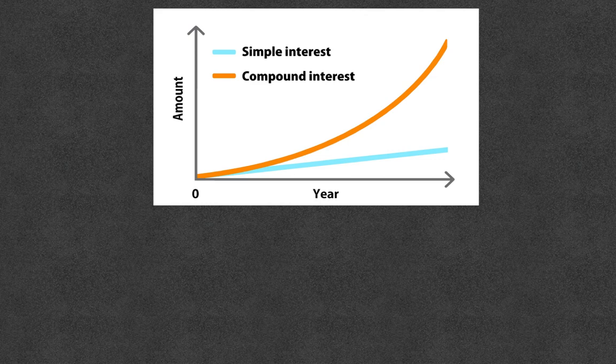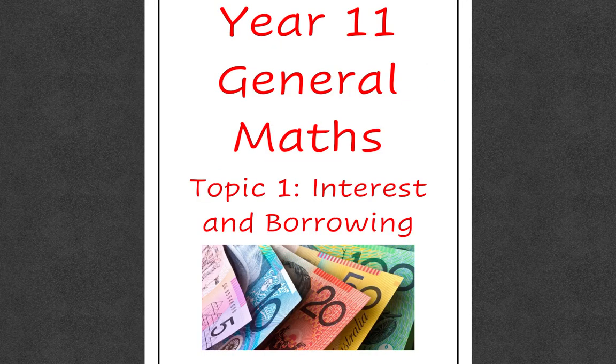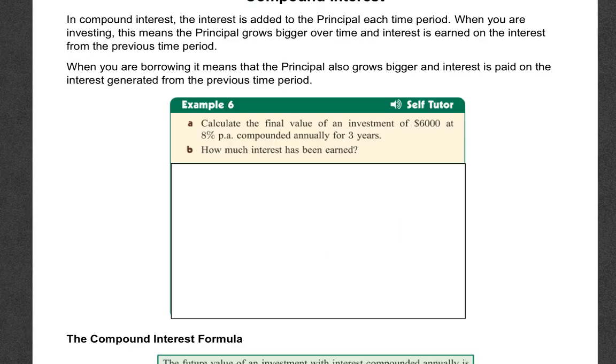So the main difference is simple interest just keeps paying interest on the original amount, whereas compound interest keeps paying interest on the principal plus the interest. So each year the principal gets bigger and so the interest gets bigger. You'll need your workbook and your calculator today.